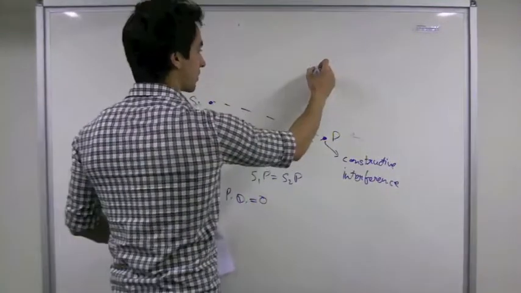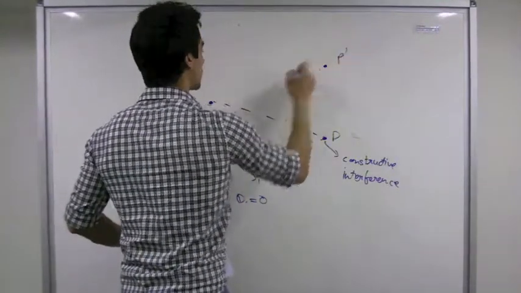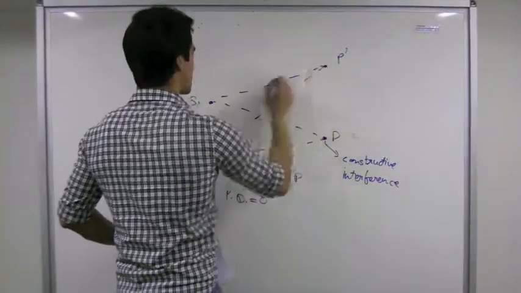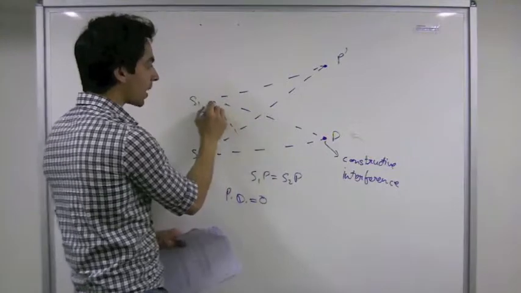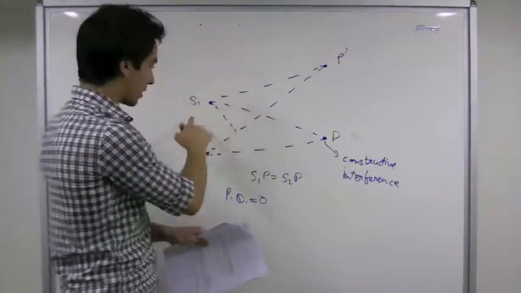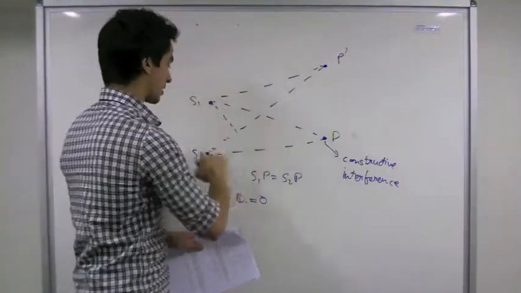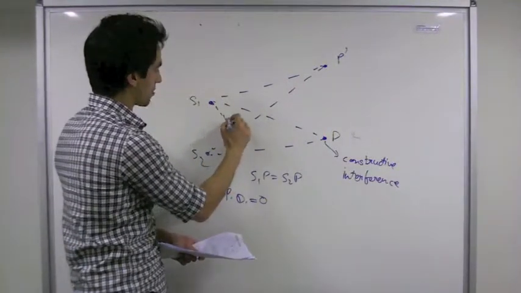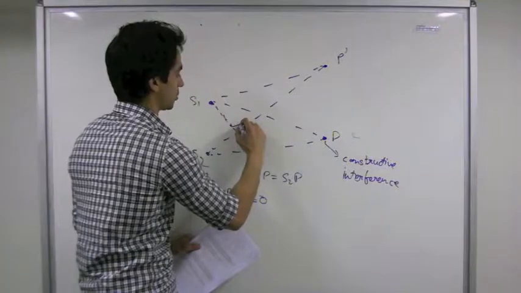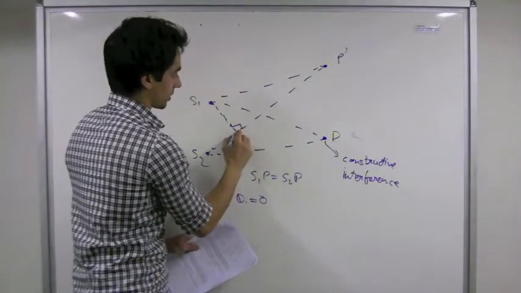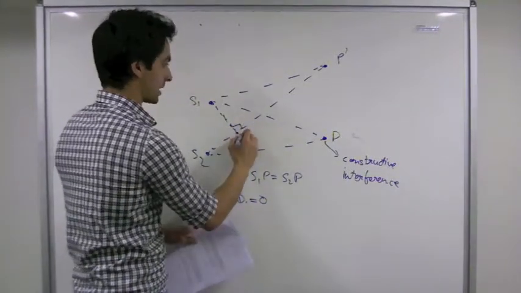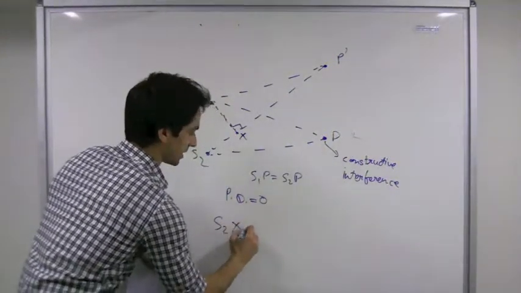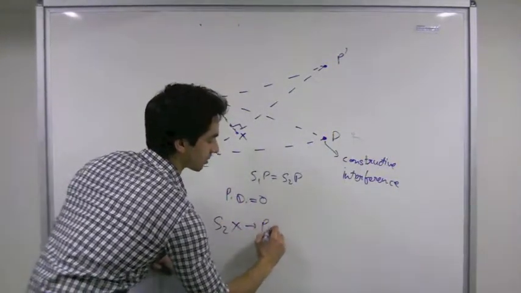But for example, at a point here, P dash, the path difference between these two paths, S1 P dash and S2 P dash, can be seen if we draw a perpendicular from S1 P dash to S2 P dash. And this point here, let's call it X. So S2X is the path difference.